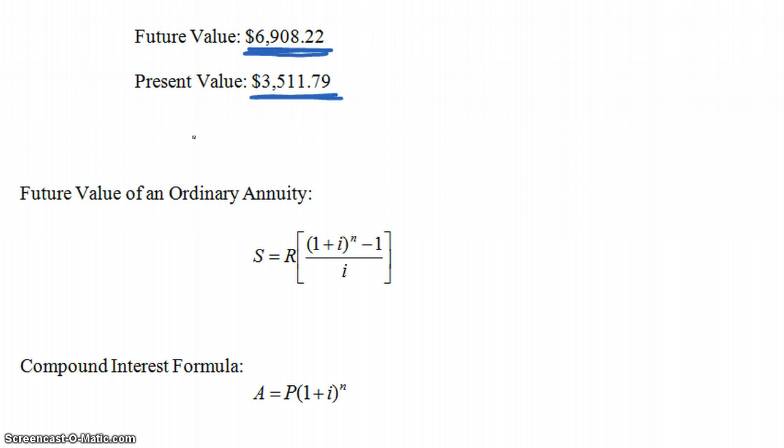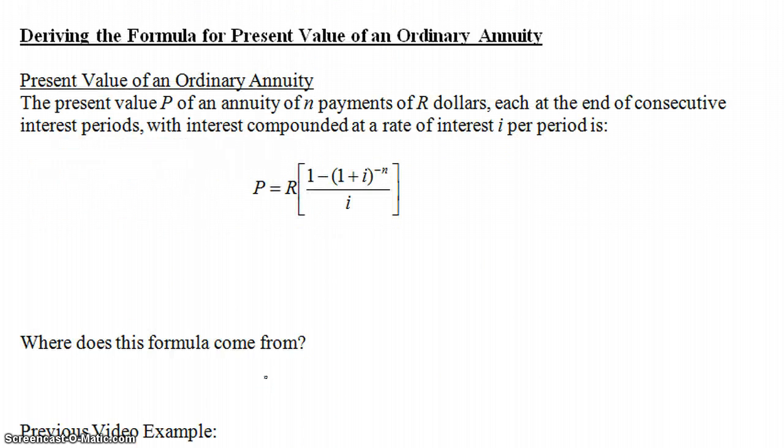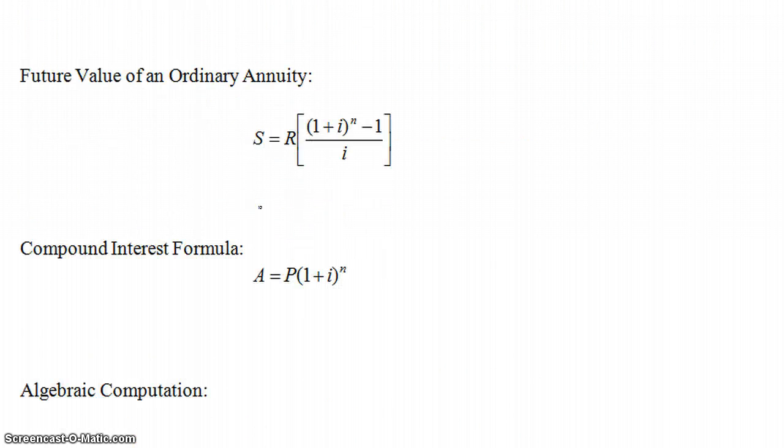But I'd like to combine these two formulas together and just do it in one step, have one formula. And it turns out when you combine these two formulas, you're going to get the formula we had at the beginning of the video, the formula for the present value of an ordinary annuity. So how do we get this? Well, let me explain the process.